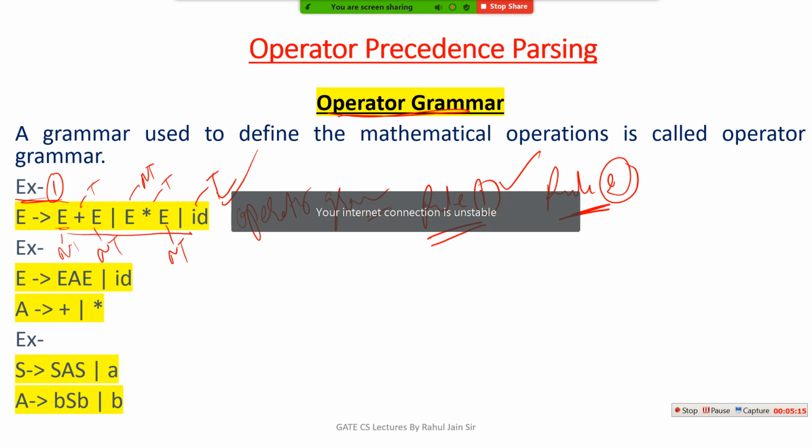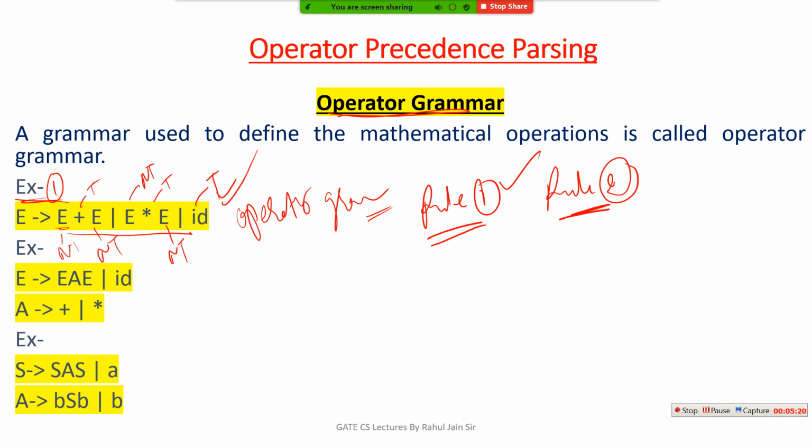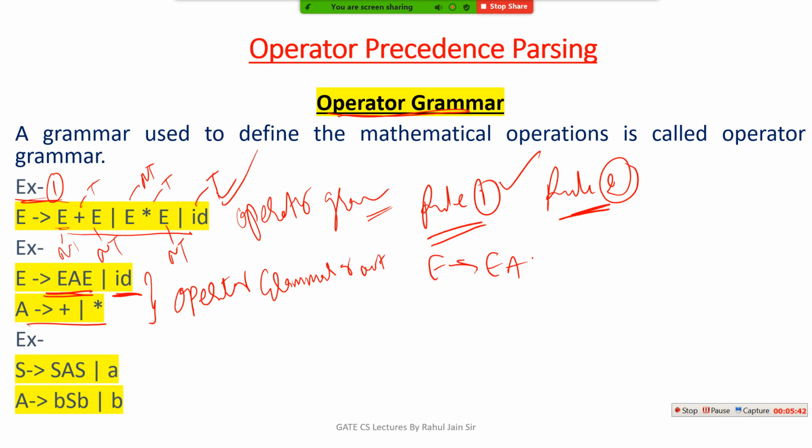Okay, now the next question is E derives EAE and ID, and A derives plus, or star. We need to answer whether the following grammar is an operator grammar or not. If you observe E derives EAE, you can simply say here that it is a non-terminal and it is again a non-terminal.